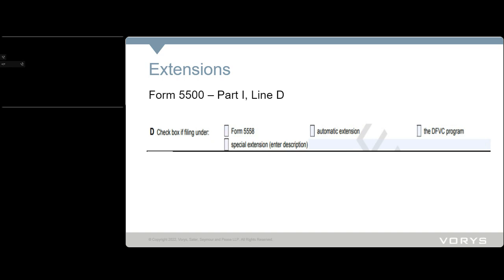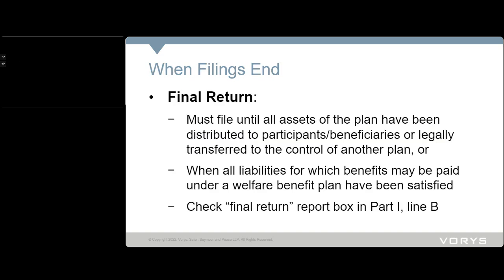When do you have to, or when can you, stop filing 5500s? If your plan terminates, you need to file a final return. You must not file it until all assets of the plan have been distributed to participants and beneficiaries or legally transferred to the control of another plan, or when all liabilities for which benefits may be paid under a welfare benefit plan have been satisfied. Again, make sure you check the final return report box in Part 1, Line B when you're filing a final return.